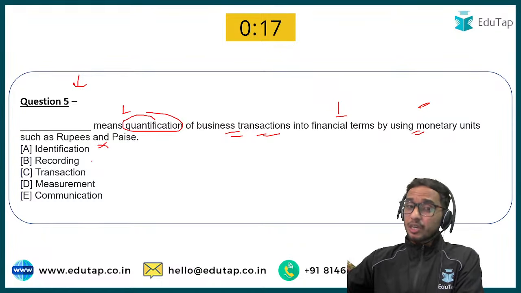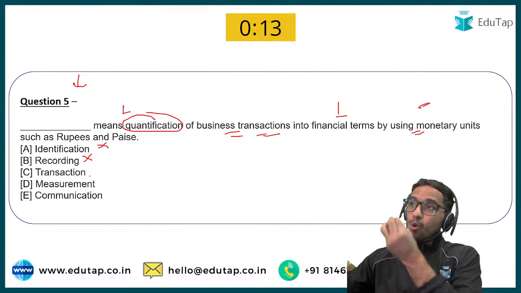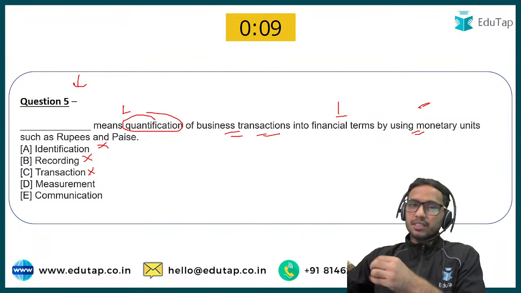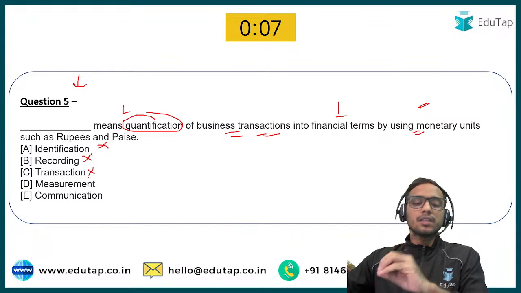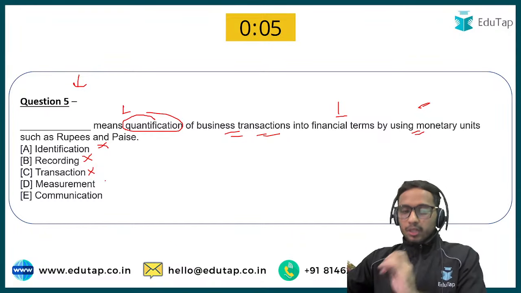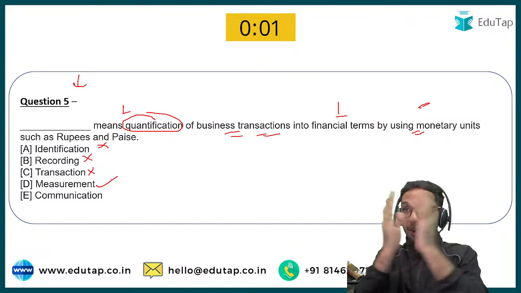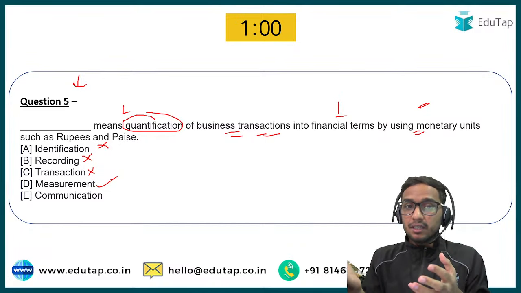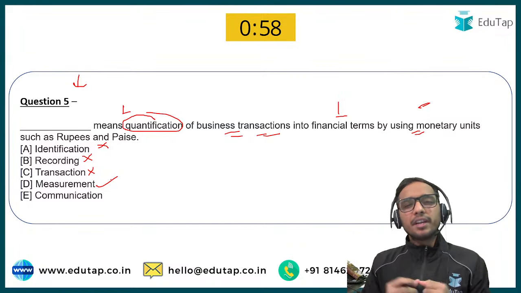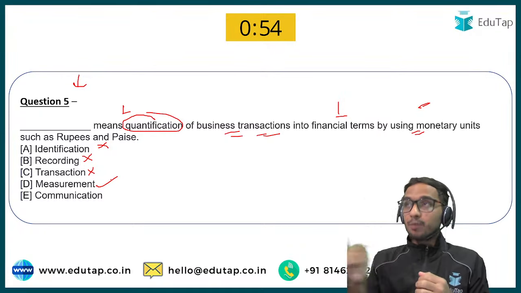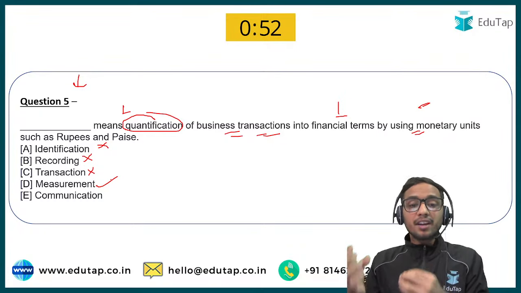Are you just recording? No, it's a transaction. Obviously it's a transaction, but when you quantify any transaction, this has nothing to do with recording. So the correct option would be option number D, that is measurement. Why? Because you are quantifying any transaction, right? Suppose you are calculating the depreciation, so you are calculating 10% of the asset value, so you are trying to quantify it.